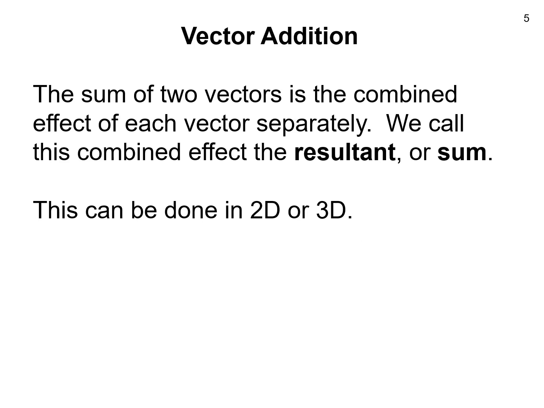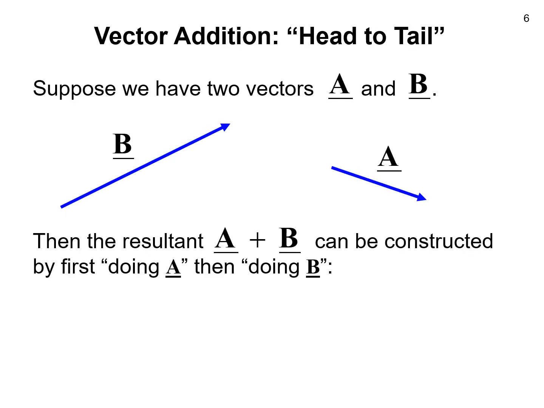Okay, vector addition, also called getting the vector resultant or sum, is an extremely important topic, and in fact it's the basis of our first test in this class. So we're going to first do this geometrically using what's called the head to tail method. And suppose we have two vectors, one is called A, one is called B. And let's say on the left I draw the vector B, on the right I draw the vector A. The resultant of A plus B can be constructed by first doing A and then doing B.